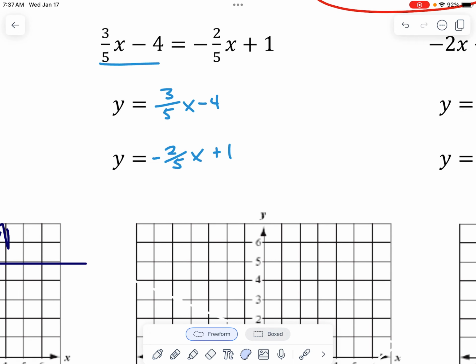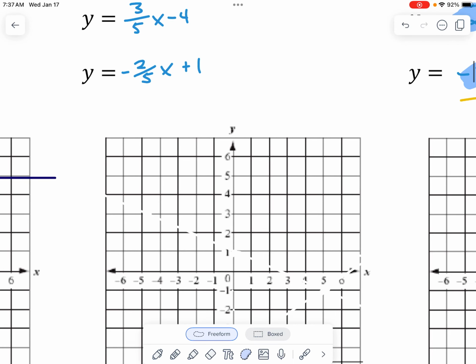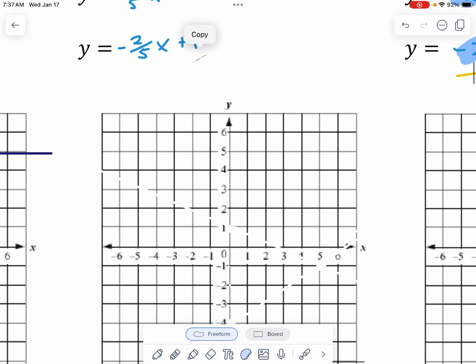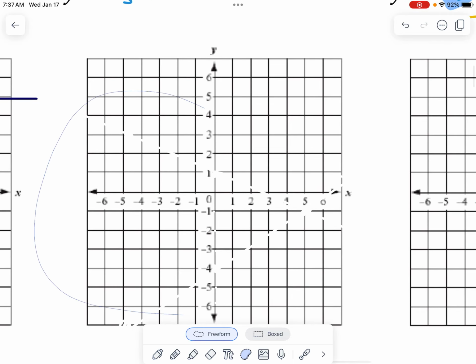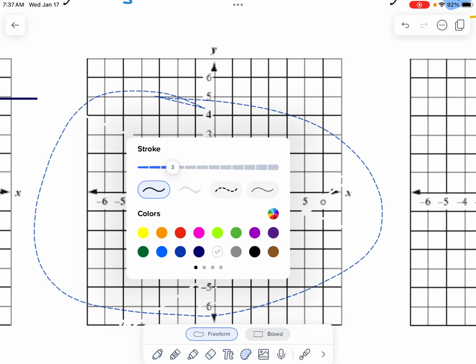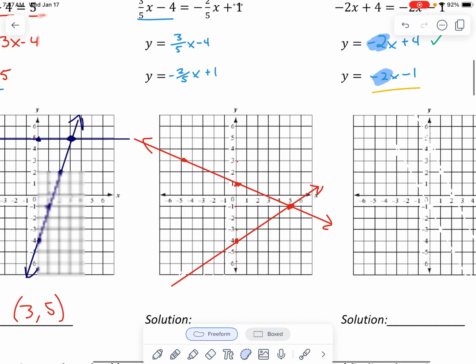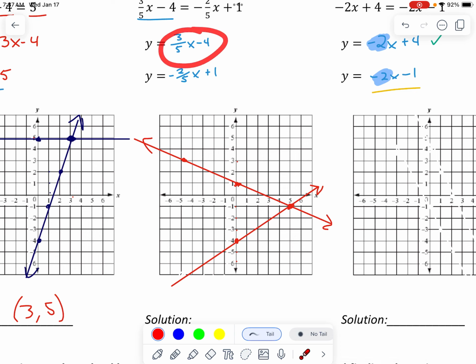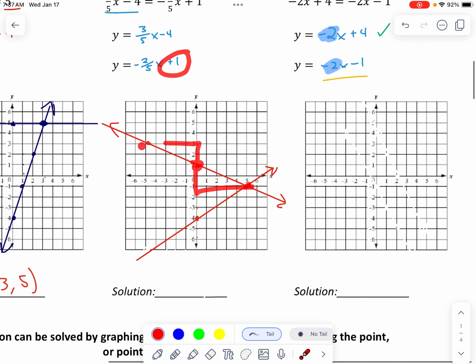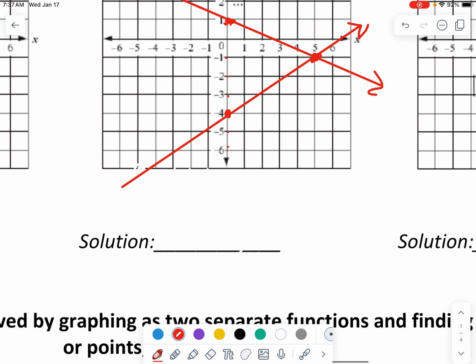Start the top one at negative 4, and then go up 3 over 5. The bottom one at positive 1, and then goes down 2 over 5. And it looks something like this. Okay. So the top one, 3/5 x minus 4, starts at negative 4, goes up 3 over 5, up 3 over 5. The bottom one starts at a positive 1, and then goes down 2 over 5, and then up to the left, since we ran out of space. Okay, so that solution is 5, negative 1.